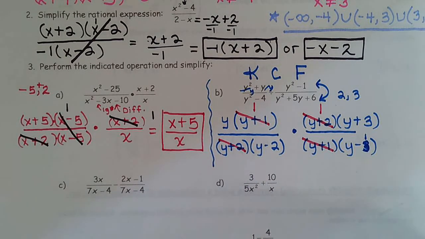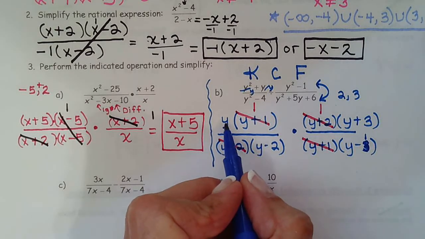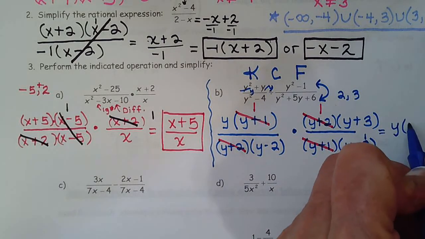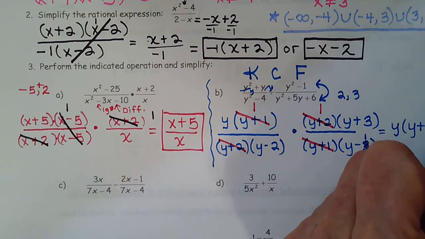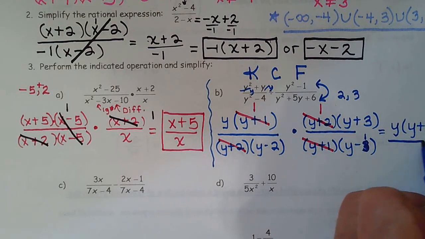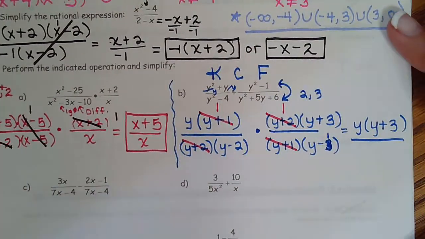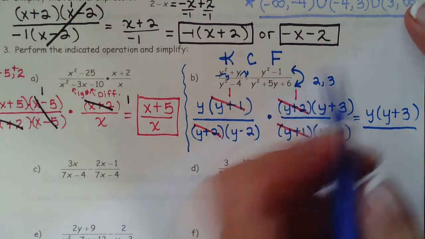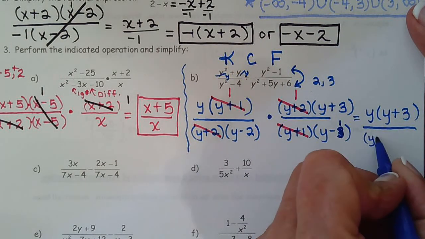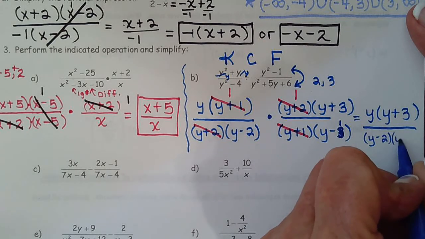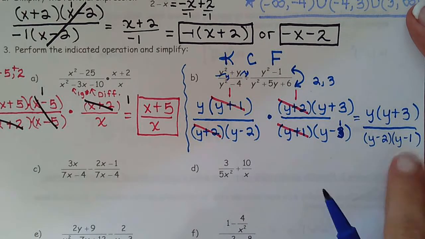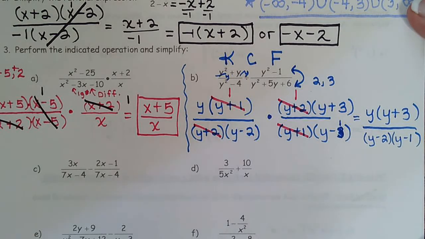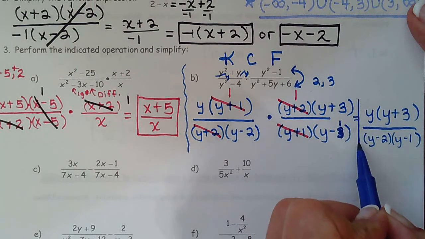So that means my final answer is going to be y times y plus 3 in the numerator. And remember, we don't multiply it out. We leave it in factored form. That's what this is called. Over, whoops, off the page, y minus 2 and y minus 1. And there's no further canceling because, yes, there's a y, but these things are subtracted, so you can't cancel it. So that would be your answer.